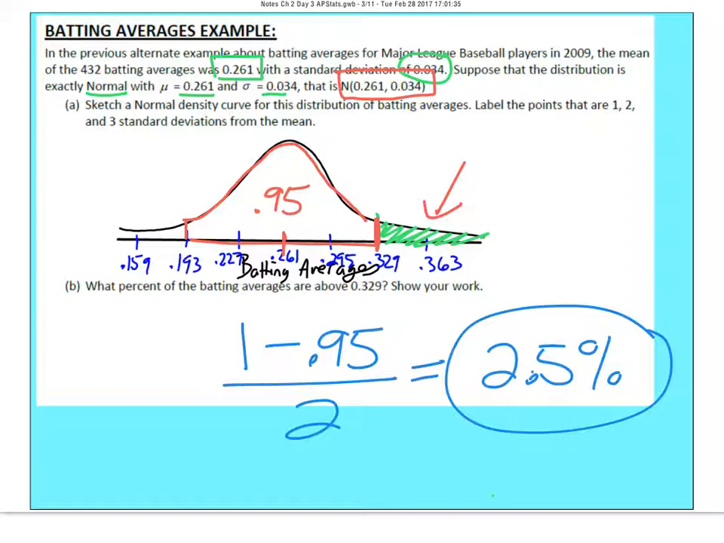Just think about it logically. There's 5% left over. Cut it in half. We have 2.5 in each tail. On an AP exam, this would be a sufficient amount of work to show, but you would need to show something.